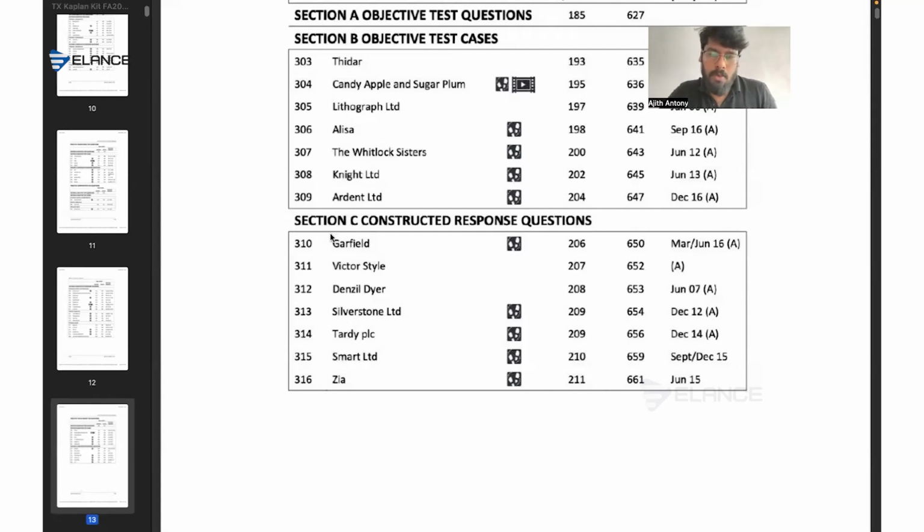First we are going to solve question number 310, Garfield. Maybe you have already done some of these questions, and along with this question practice, we'll explain the topics. I'm selecting the Garfield question first because lots of calculation work comes under this 310th question.